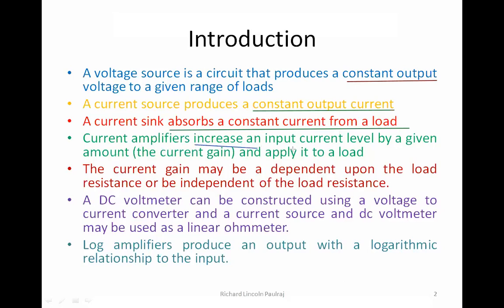Okay, so it increases an input current level which is given by the current gain. The current gain may be dependent upon the load resistance or may be independent of load resistance. So I can make my current gain in such a way that it is dependent or independent on the load. So basically this gain is a factor which depends on the op-amp, right? What kind of op-amp, what kind of resistance that I'm using in the feedback. If I'm using a coupling capacitor, then how am I designing these coupling capacitors?